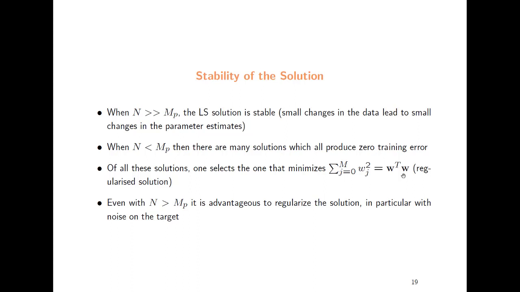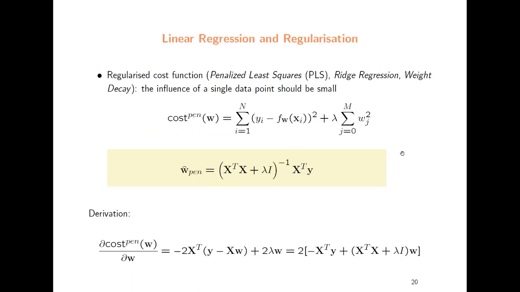As we will show in some examples, this is in general advantageous, in particular if you have many inputs, but also in general. So now we have to change the cost function. And this is now called penalized least squares, or ridge regression, or weight decay.